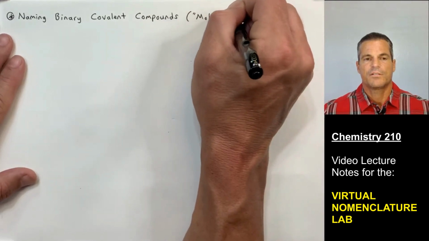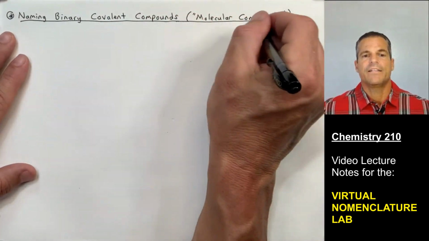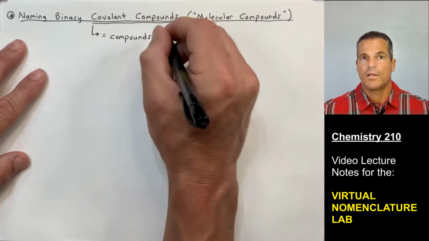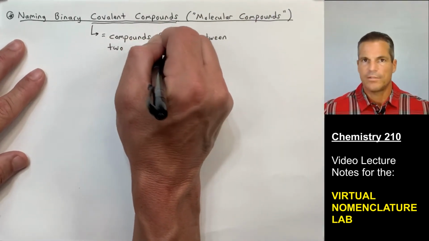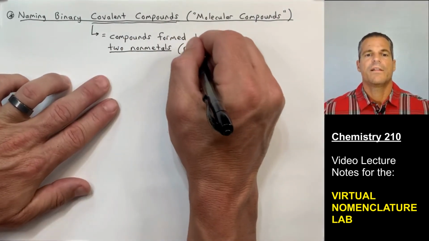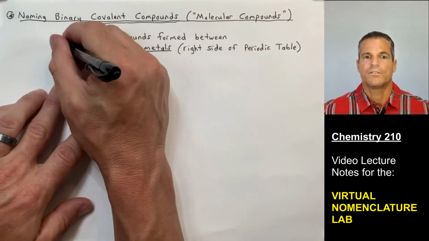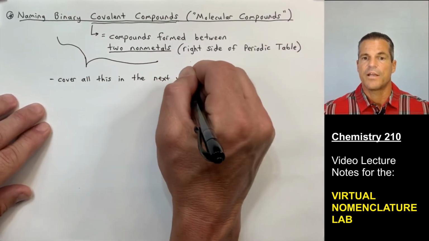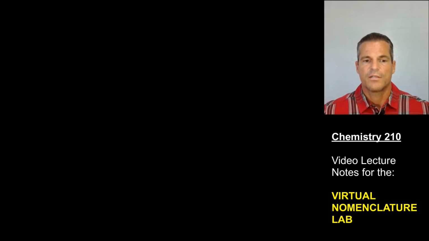Next page of our notes here, it starts off by saying naming binary, that means two, naming binary covalent compounds. These will be compounds having two elements in them, and because they're covalent compounds, it's not going to be a metal and nonmetal. That's ionic. So covalent compounds are defined as compounds formed between two nonmetals. This is to the right side of that staircase, essentially the upper right of the periodic table, to the right of that metalloid staircase.